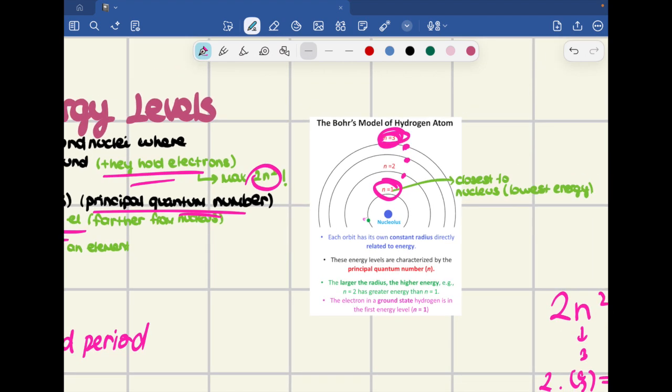And these were the principal quantum numbers, and as the radius gets larger, the energy is higher. For example, the main energy level of n equals 2 has greater energy than n equals 1. And n equals 1 is the ground state, as it's closest to the nucleus, and it has the lowest energy.